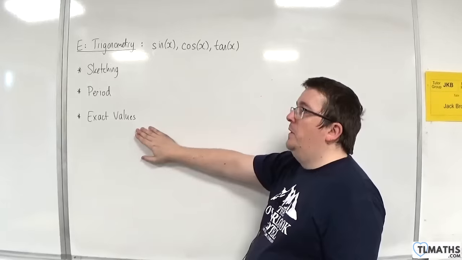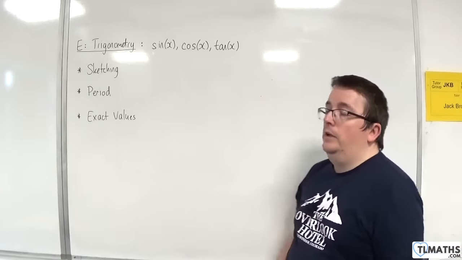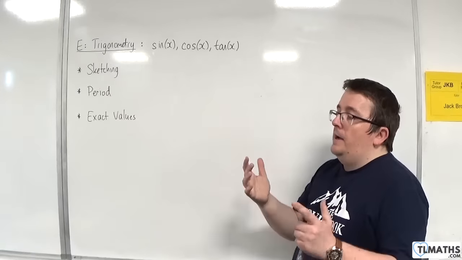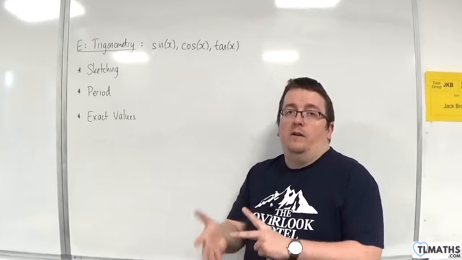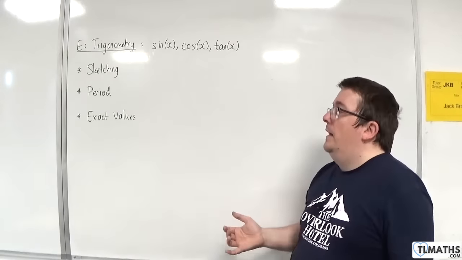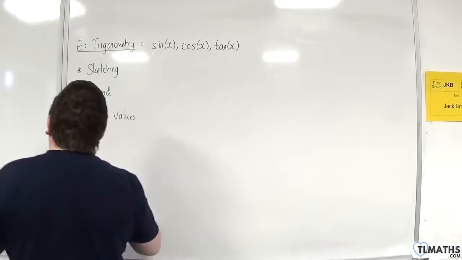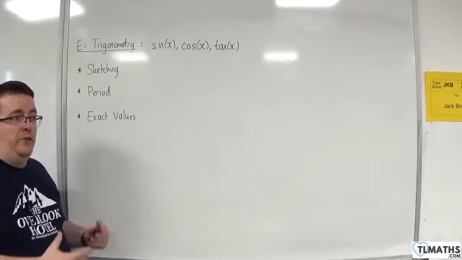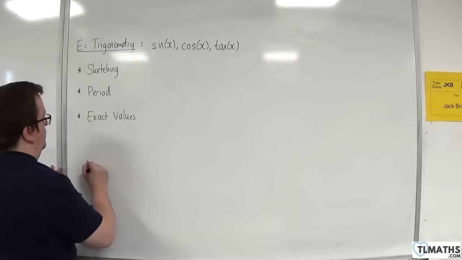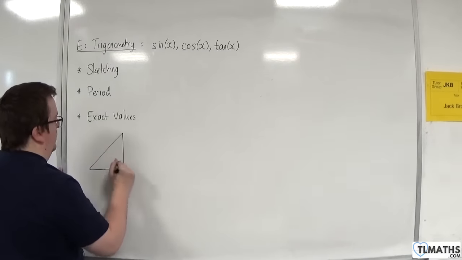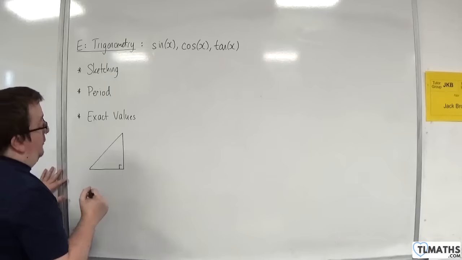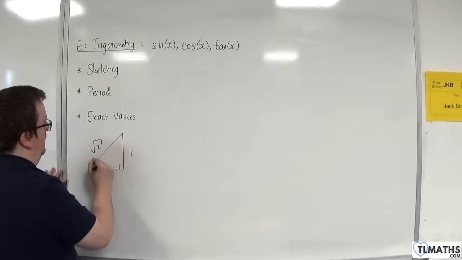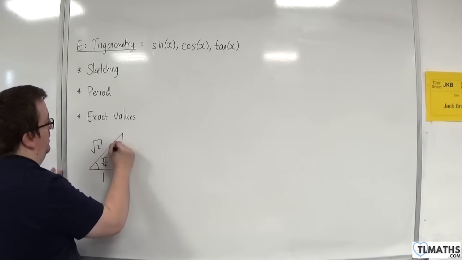I also expect you to be able to calculate exact values for these functions. So where x could be 0, pi over 3, pi over 4, pi over 6, pi, or in degrees. And the way that I always teach it is using the two right angle triangles. So the first triangle is an isosceles right angle triangle, so 1, 1, root 2, and of course they would have to be pi over 4 and pi over 4.